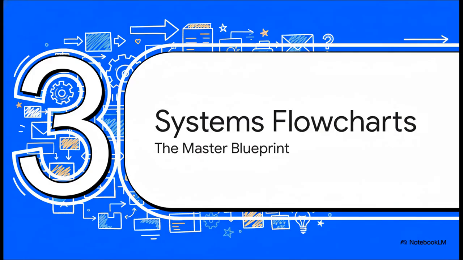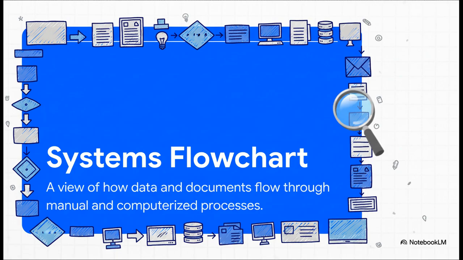All right, so we've mapped the abstract data flow and we've mapped the physical paper trail, but what about when you need to see how they all interact with the technology? To see the whole picture, people, paper, and computers all working together, you need the master blueprint, the system's flowchart. This is the big kahuna.